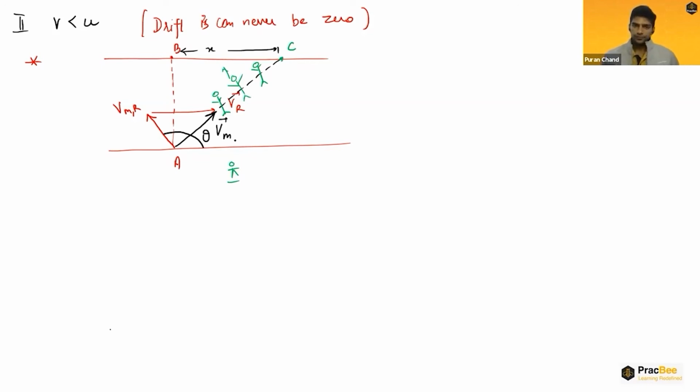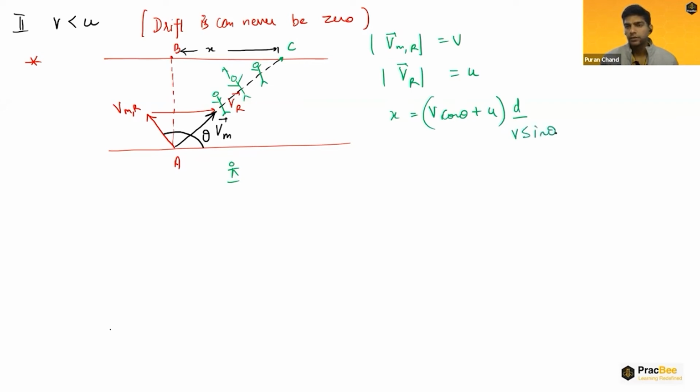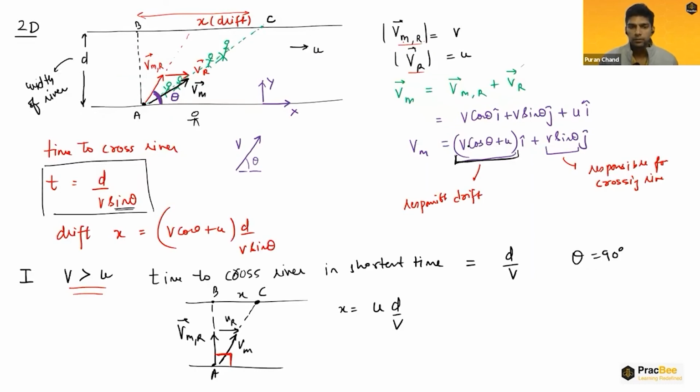Right. So now, what is x? We know that your VMR, its magnitude is V, and your VR, its magnitude is U, right? And your velocity in the x direction, or you can say your drift, will be V cos theta plus U into time, distance upon speed, which is V sin theta. Is it clear? So this is our drift. That is a general formula, right? That we have derived. Same formula.